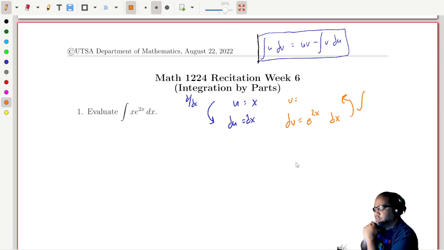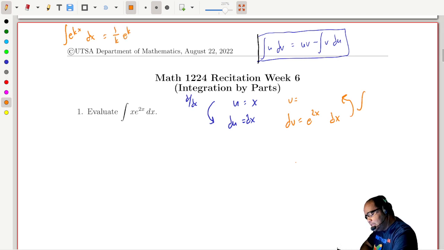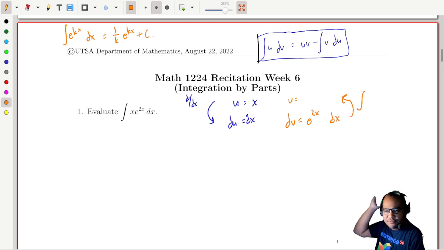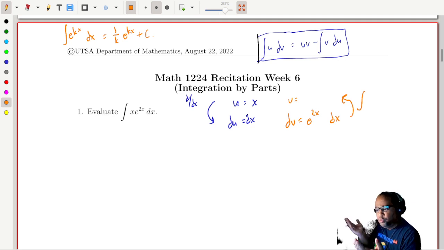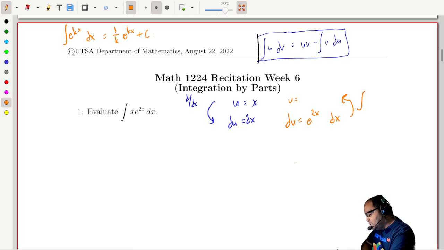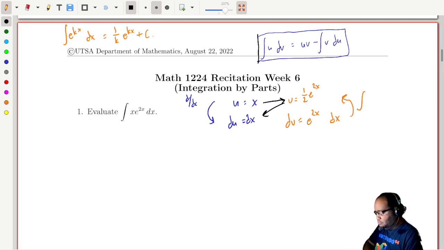Remember how we integrate exponentials? So let's go ahead and write that up here as well. Integrating e to the kx dx gives 1 over k e to the kx plus a constant. We divide by that exponent, the scale factor of the x. Now, of course, when we do the integration here, we're going to ignore the plus c. It won't matter in the end. So v here is just going to be 1/2 e to the 2x. And now I'm going to go ahead and follow my path here: uv minus the integral of v du. So let's go ahead and write down what we have here.